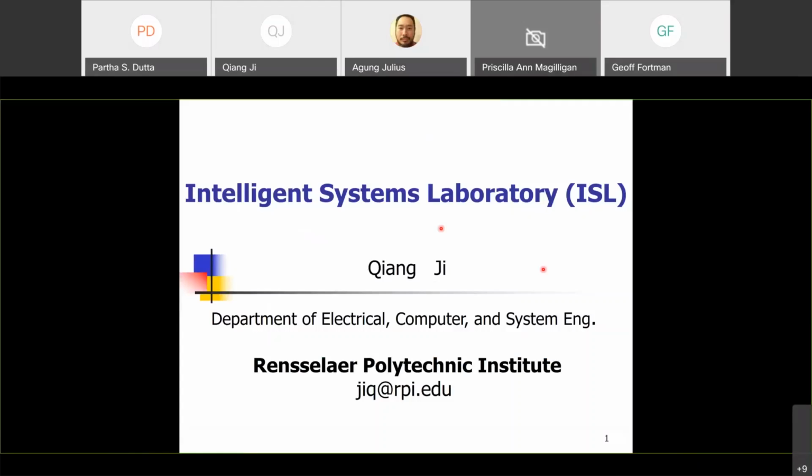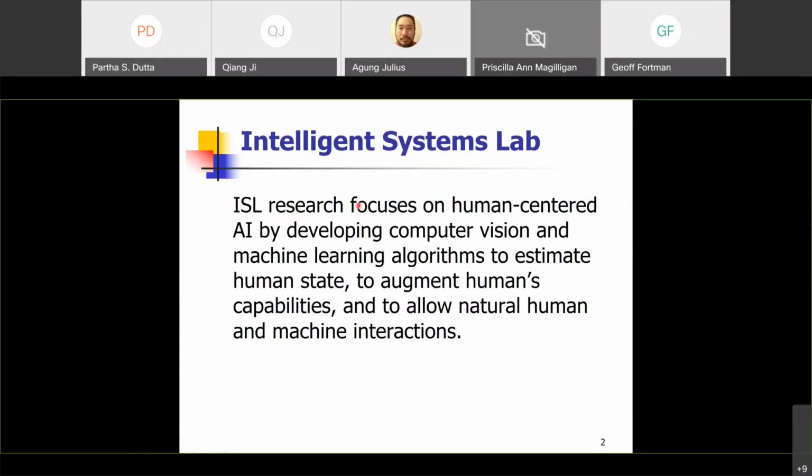So, I'm going to talk about the research in my lab. The name of my lab is the Intelligent Systems Lab, and the research in this lab focuses on human-centered AI by developing computer vision and machine learning algorithms to estimate human state, to augment humans' ability, and to allow natural human and machine interactions.